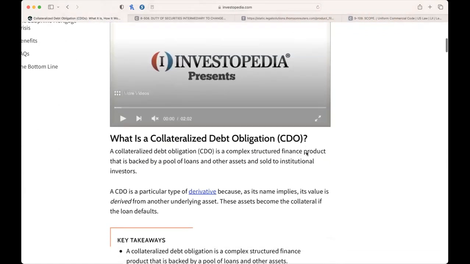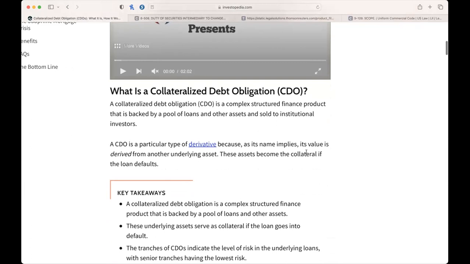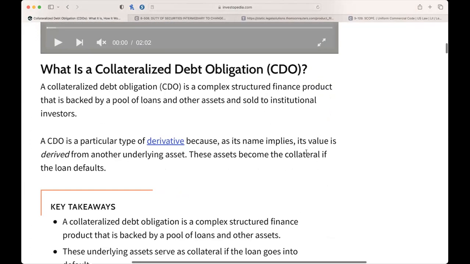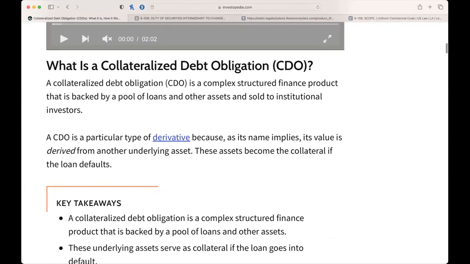So we're going to read through this a little bit, try to get this a little bigger for you, especially for the recording. A collateralized debt obligation is a complex structured finance product that is backed by a pool of loans and other assets and sold to institutional investors.